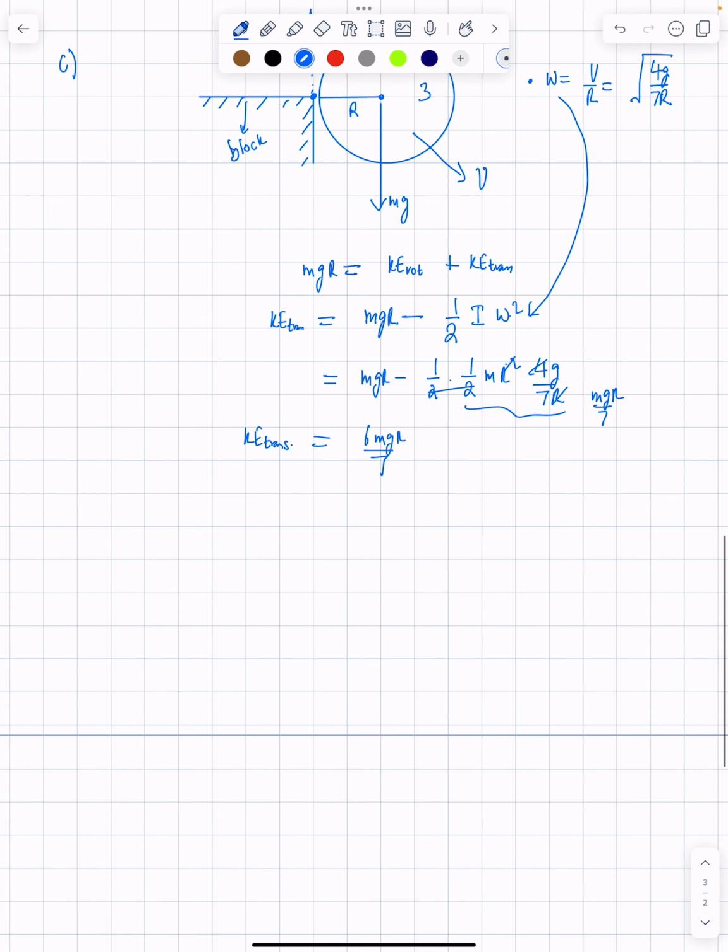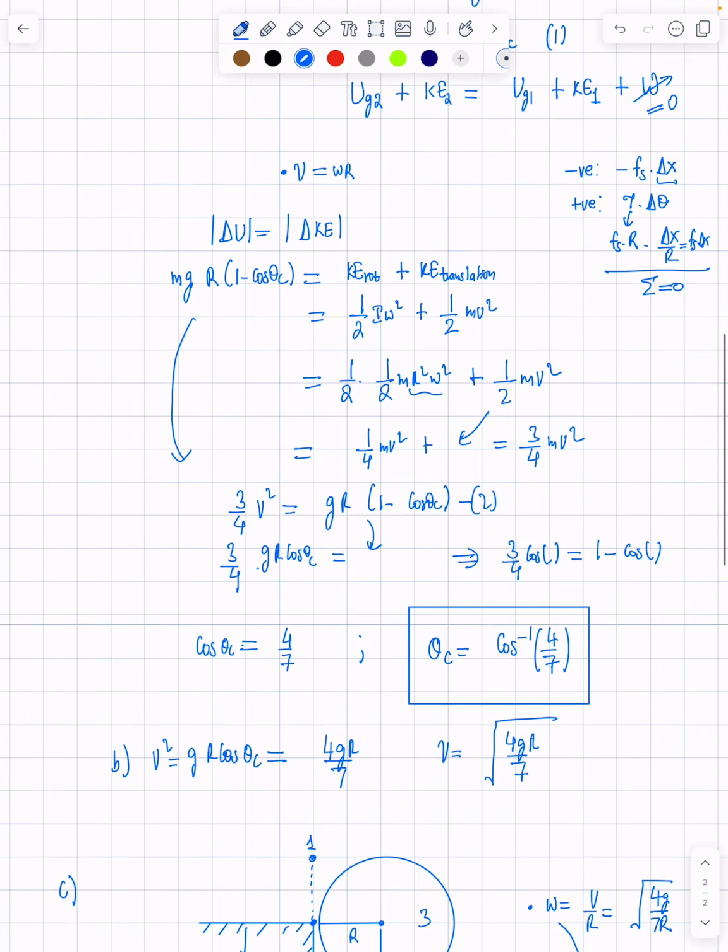And what they're asking is the translation to rotation ratio. Okay, that's easy. Translation to rotation. Now this we found is 6 mgr over 7, and the rotational kinetic energy is mgr over 7. So we get basically 6 is to 1, or 6. So yeah, I think we covered all the 3 parts.